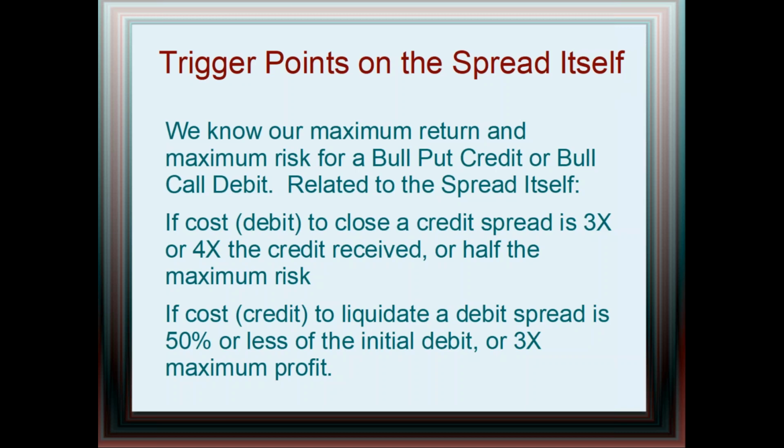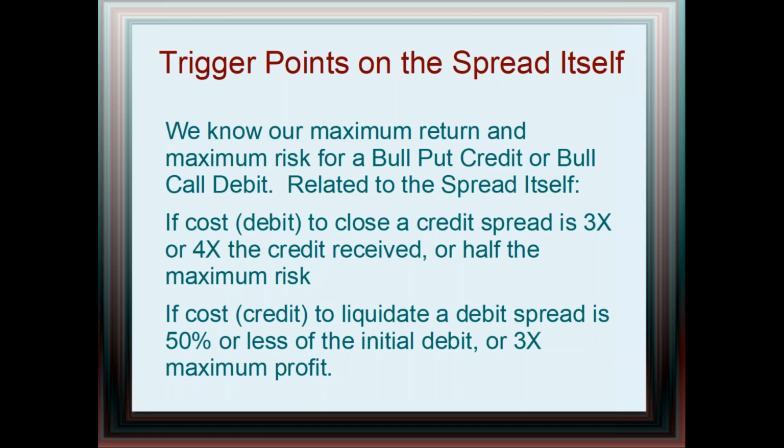So one thing to consider when adjusting the position: you knew you wanted to make, let's say, 50 cents of net credit, and you knew your risk was, let's say, $4.50. You made 50 cents on a 5-point spread, roughly an 11.1% return.